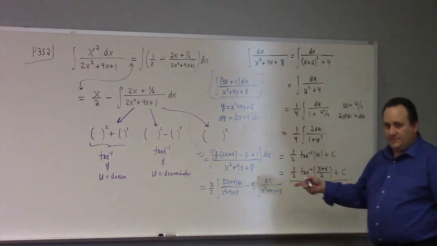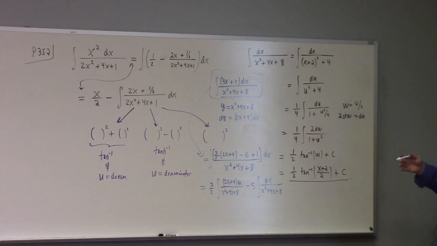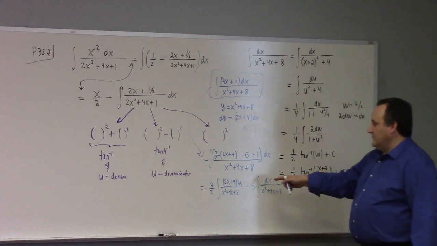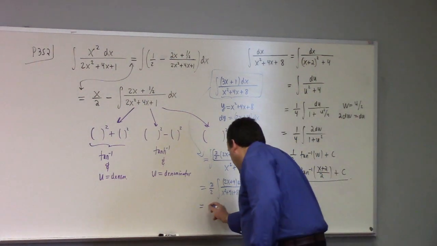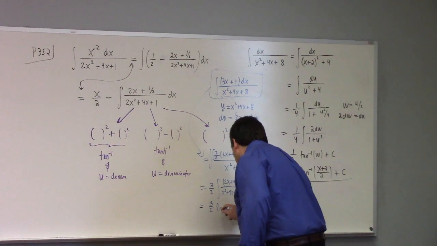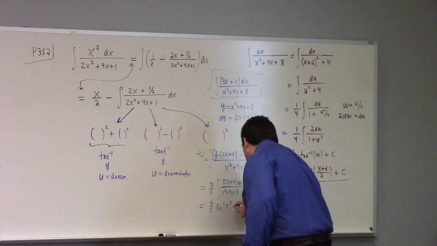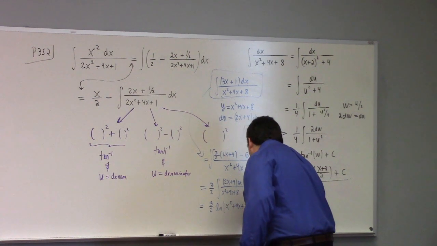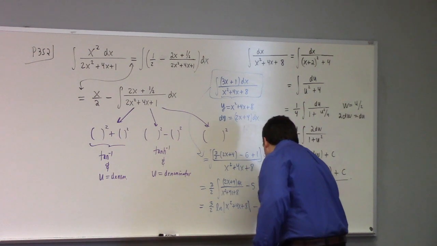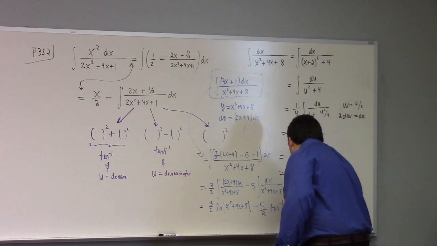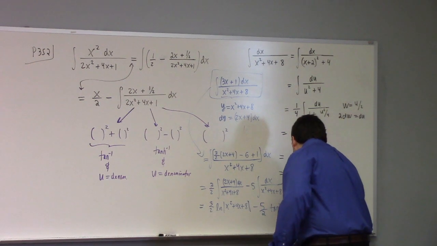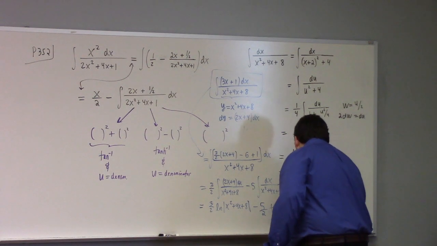So the left piece, we can make a y substitution there, all right? This is literally dy over y. So this gives me 3 halves natural log absolute value of x squared plus 4x plus 8. And then the other piece is 5 halves inverse tangent of x plus 2 over 2. How do I know that? Well, I just worked it out right over there.